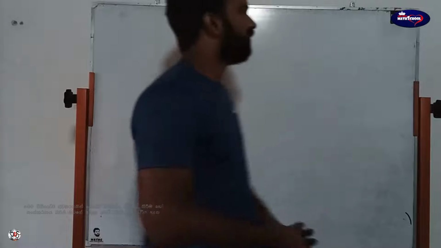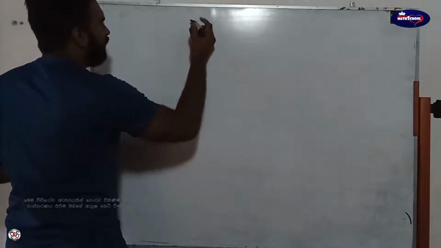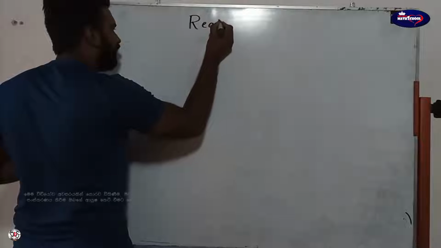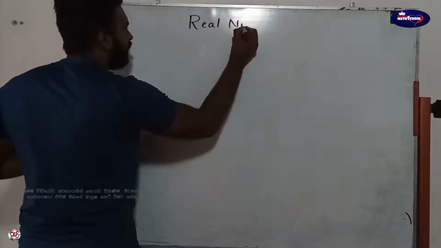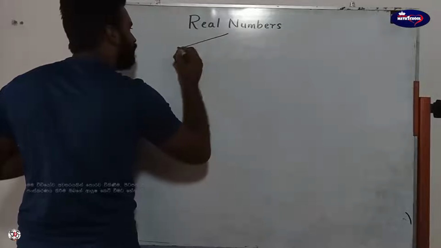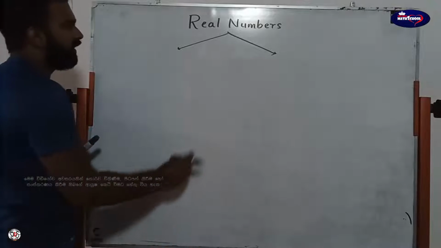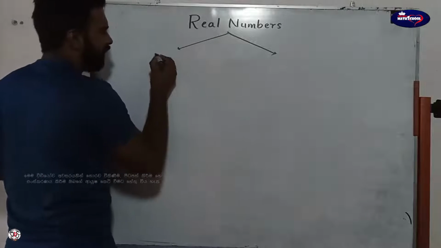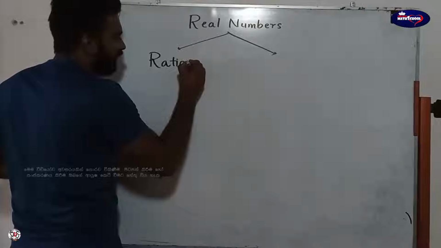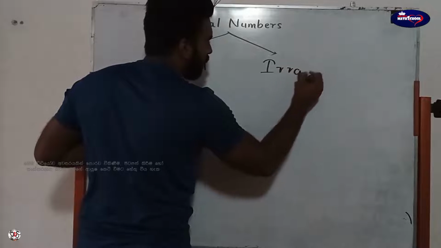First of all, I will repeat what we have learned. We learned the real numbers. In your tutorial you have the real numbers. We divided these real numbers into two parts: rational numbers and irrational numbers.